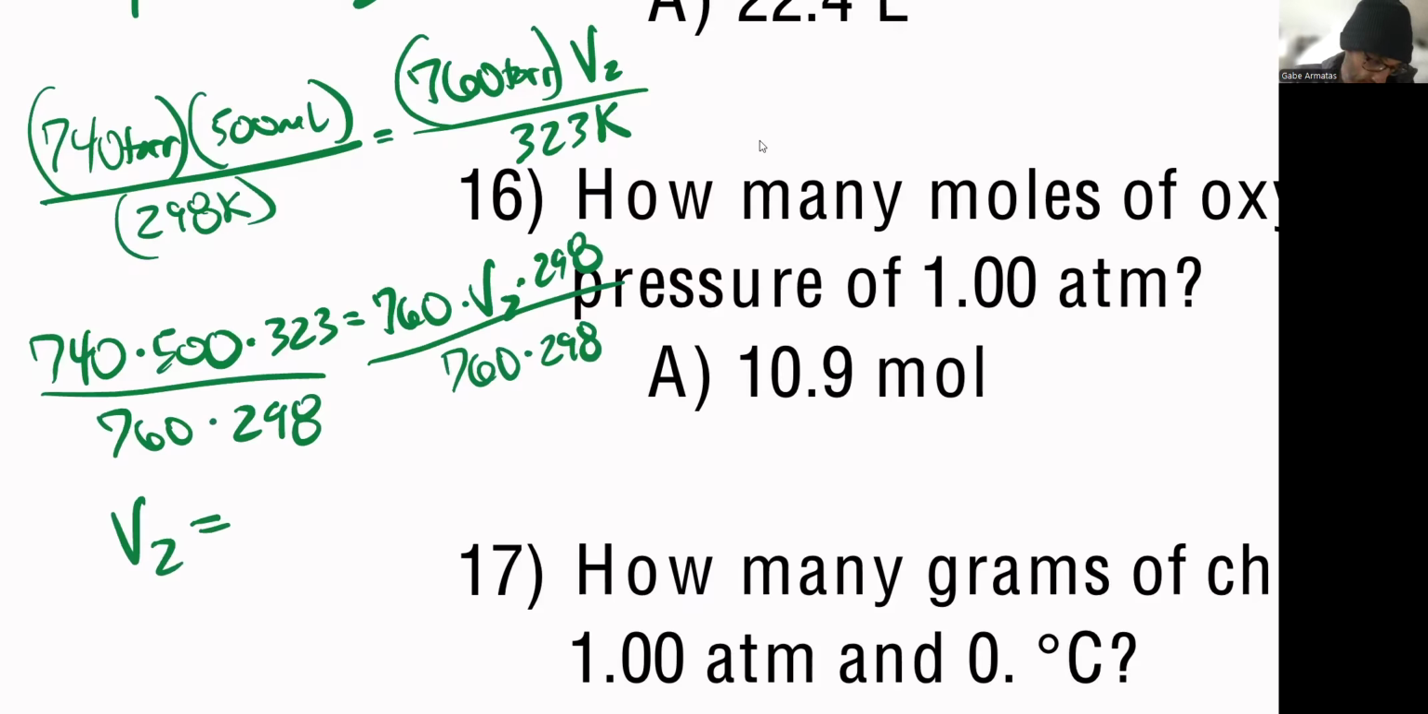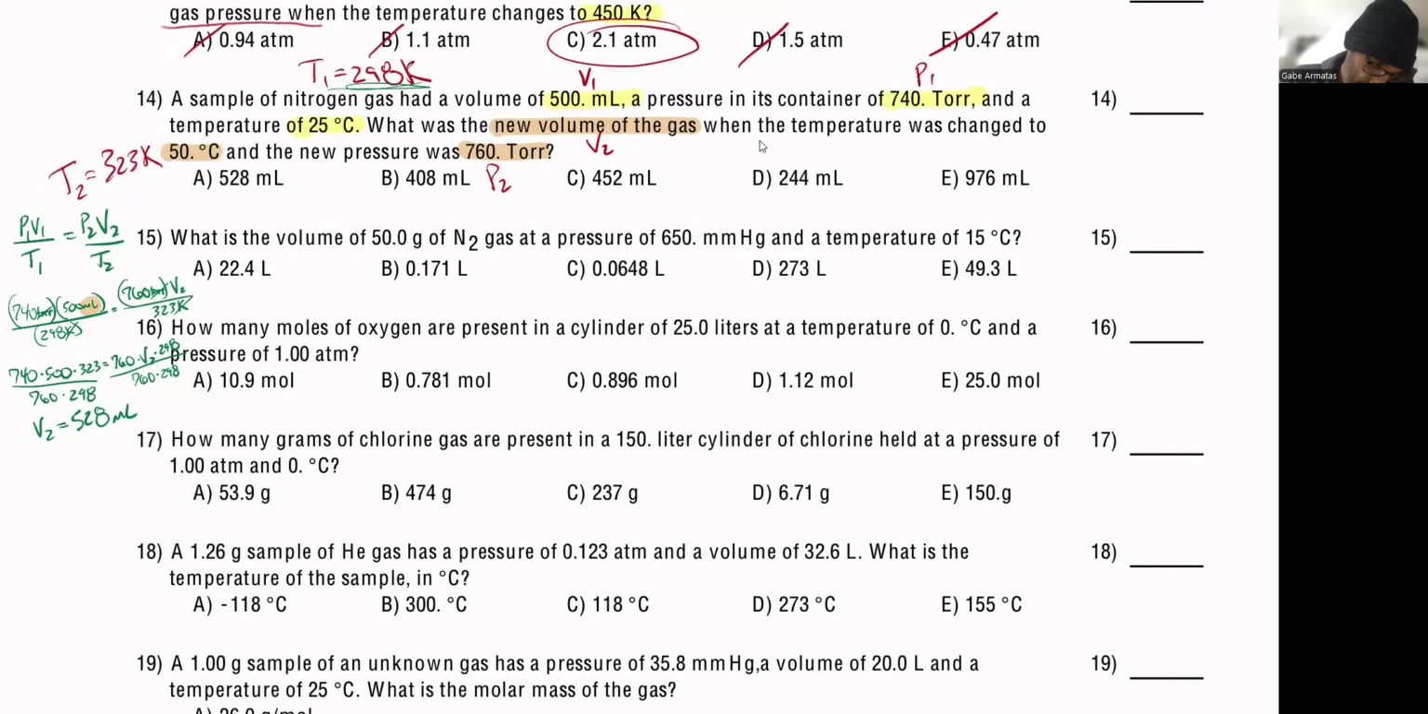740 times 500, enter, times 323, enter, divided by 760, enter, divided by 298, enter: 527, rounded up, 528 milliliters, because I know torr cancels, I know Kelvin cancels, leaving behind the only unit of milliliters. Okay, so 528, there it is, A is the answer. Good. All right, moving on.